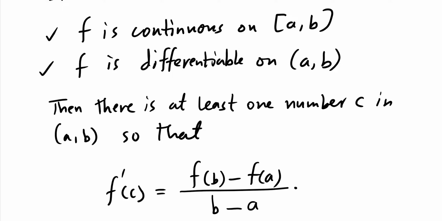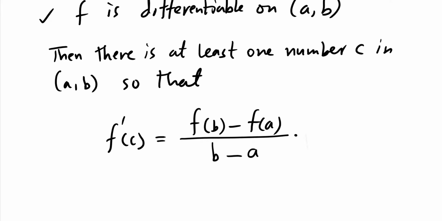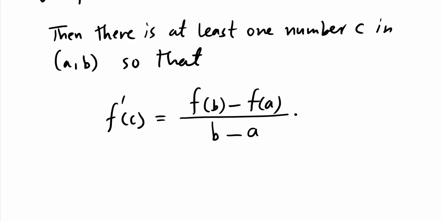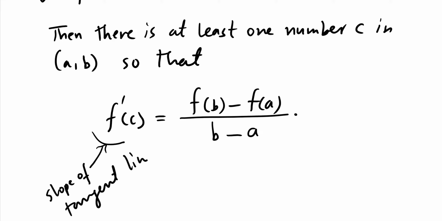That's what the theorem says. So what is this? The left hand side is the slope of the tangent line to f at C, at x equals C. That's what this is. Well, what is this, f of B minus f of A over B minus A?